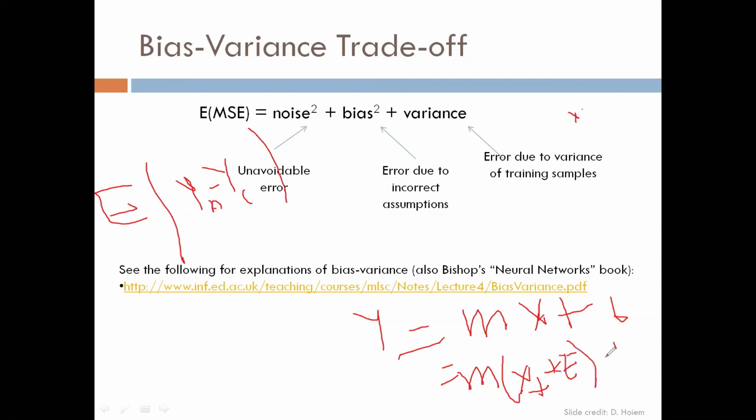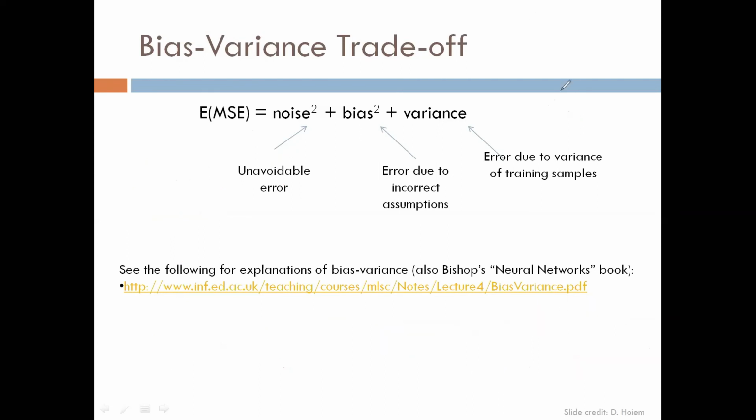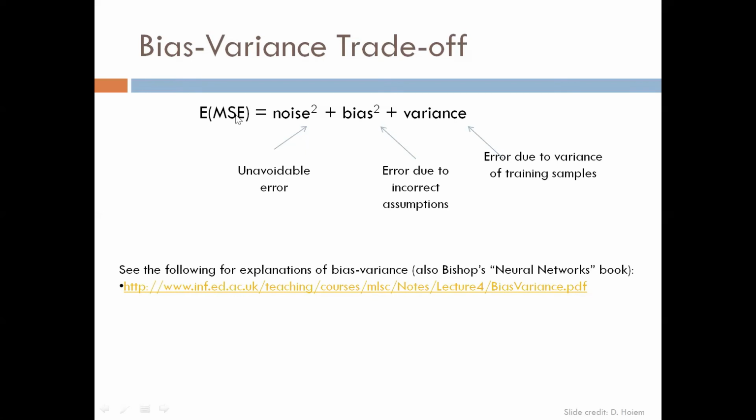Because all points come with noise, epsilon has a normal distribution. You can consider it to have zero mean and 1 standard deviation. Then if you solve this, take the expected value, you will get this very easy derivation. So what is this derivation telling? The expected value of the mean square error is noise square plus bias square plus variance. Bias I explained, variance I have explained, and both are squared. That's why we generally consider mean square error, which is squared.